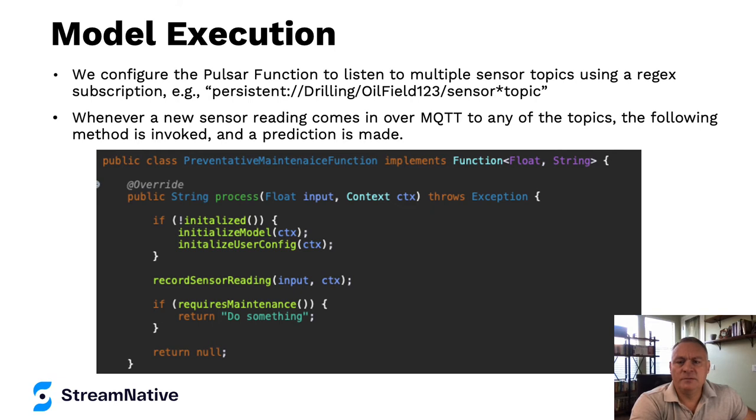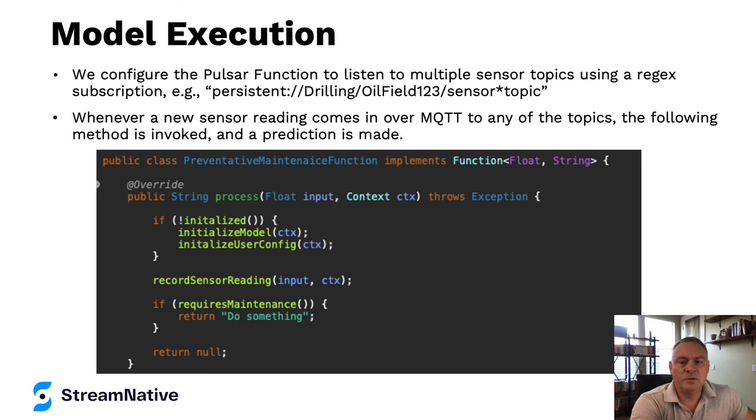Now let's look at the code of the preventive maintenance Pulsar function itself. We will use Pulsar's RegEx subscription feature to listen to all the sensor topics, so we are fed all the data directly as it comes in. This way, when any new reading comes in, the process method shown here will be executed. The logic for this method is broken down into three different phases. The first is an initialization phase, which is executed only once and is used to retrieve the model from the state store, along with some user-specified configuration data.